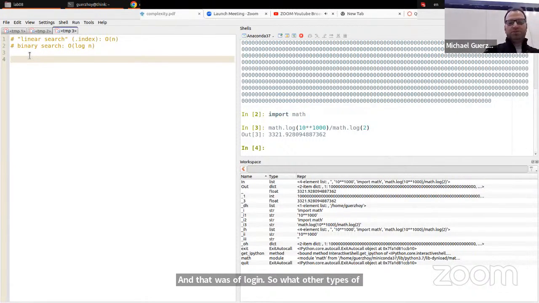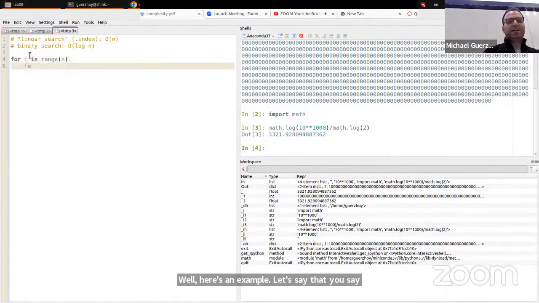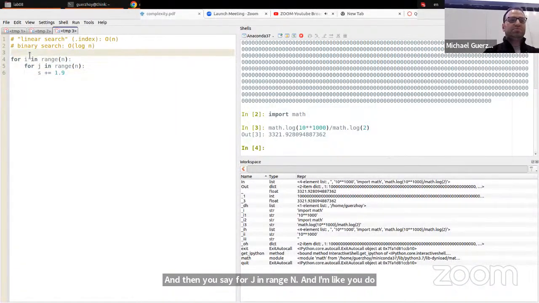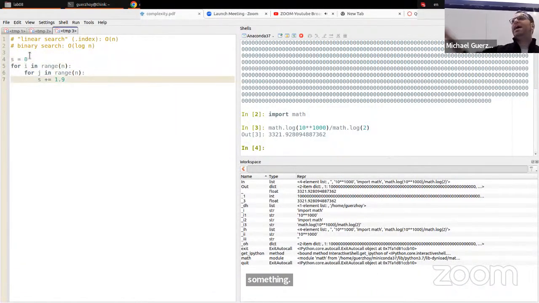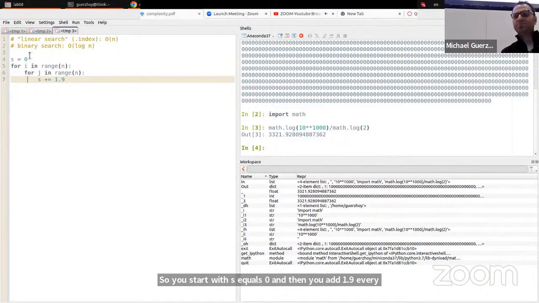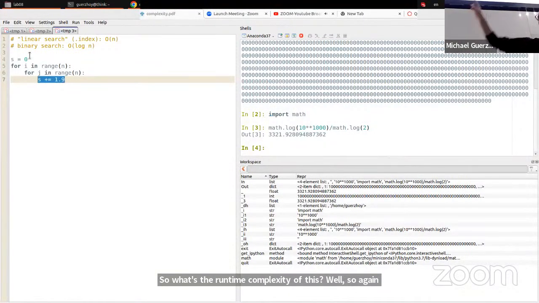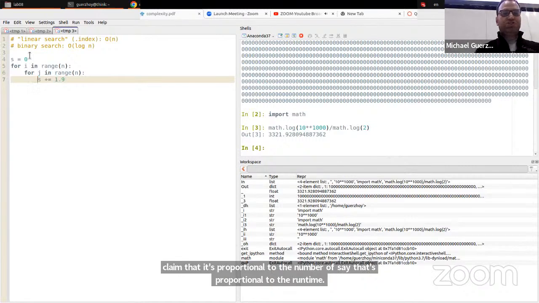Well, here's an example. Let's say you write for i in range n, and then for j in range n, and then you do something. You start with s equals 0, and then you add 1.9 every time. So what's the runtime complexity of this? Usually what you want to do is count the number of iterations, claim that it's proportional to the number of operations, and then say that's proportional to the runtime. So how many iterations is that?